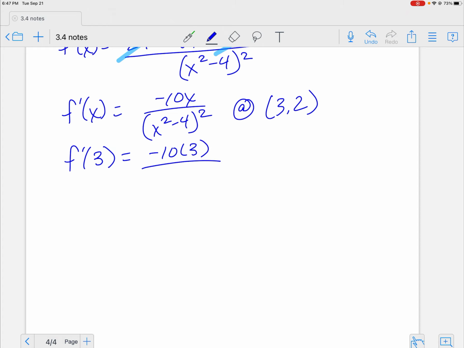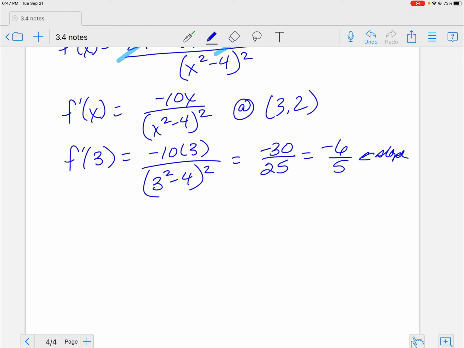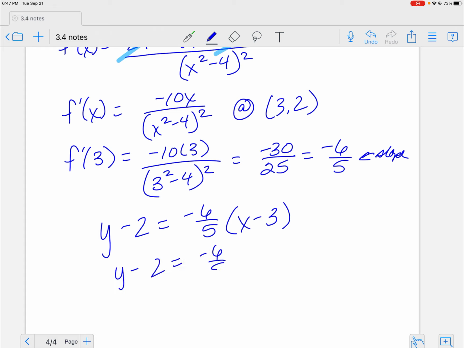So negative 10 times 3 over 3 squared minus 4 squared. So negative 30 over 25. We can reduce that to have a nice little slope of a negative 6/5. Now you just do point slope form. Y minus 2 is equal to a negative 6/5 times x minus 3. Do work.